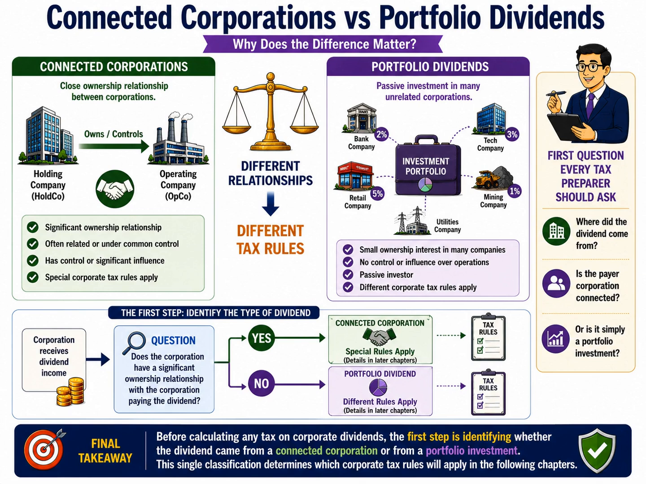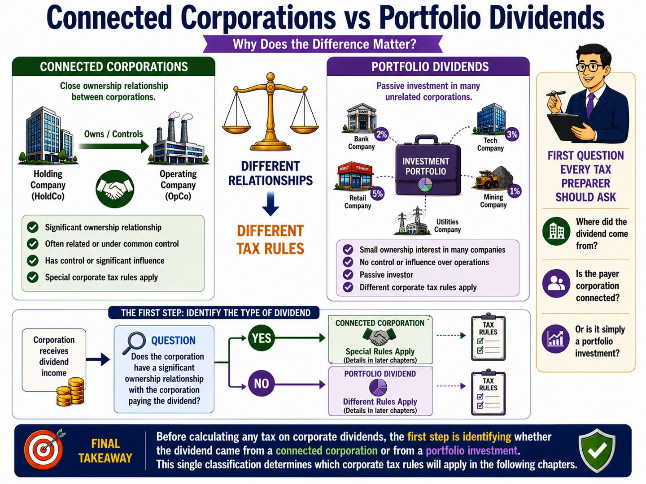If the corporation has a significant ownership relationship with a payer corporation, you move into the connected corporation rules. If there is no significant ownership and the shares are simply passive investments, you move into the portfolio dividend rules. Notice that, at this stage, we are not yet calculating any tax. We're simply identifying the correct category. This classification always comes before the calculations. As we move into the next chapters, you'll see why this first decision is so important.